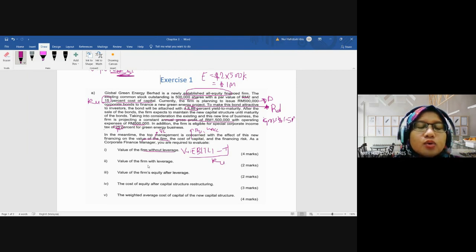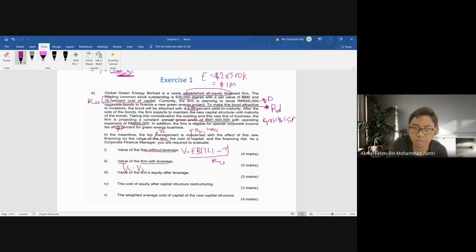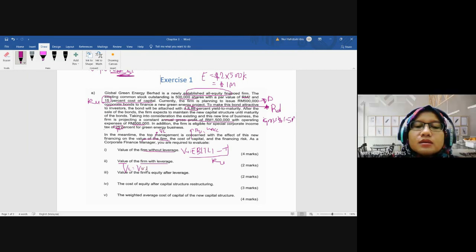Okay, so now the value of the firm with leverage. What does this ask you to find? Value with leverage. It asks you to find VL. Yes, VL. What is the VL formula? Check your formula. With tax, the formula is VU plus D times tax.